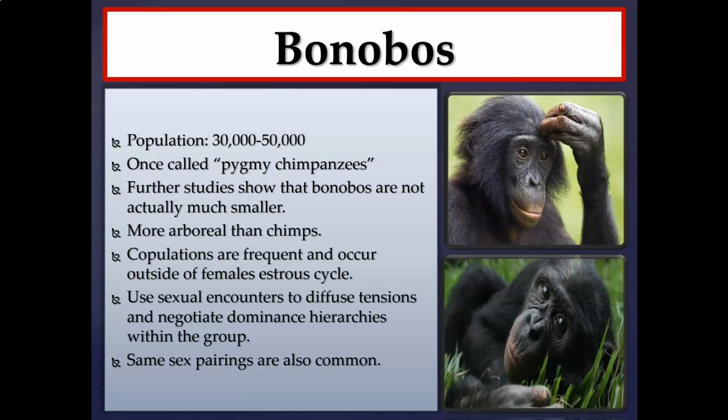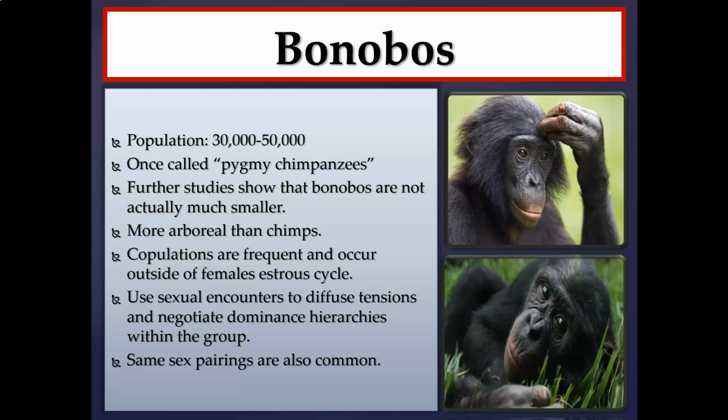Bonobos are far more arboreal than the chimps. And their social structure is designed quite differently. Chimpanzees can be fairly brutal with one another, whereas bonobos tend to be much more peaceful, and they negotiate their hierarchies through copulations and frequent sexual encounters.